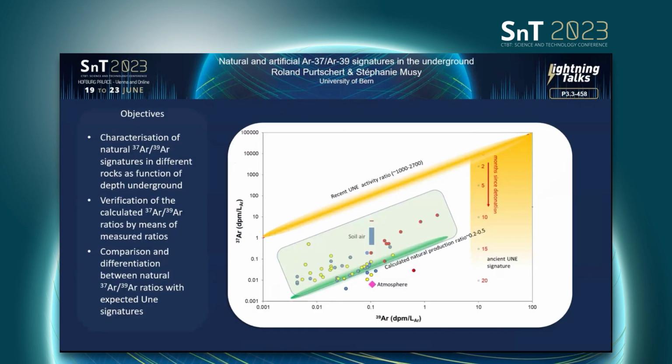On the second poster, I talk about the combination of argon-39 and argon-37. If argon-37 is produced in the underground, argon-39 is as well. And I will show some results of argon-37 to argon-39 ratios measured and also calculated, and compare the natural background with the signature of an underground nuclear explosion. Thank you.